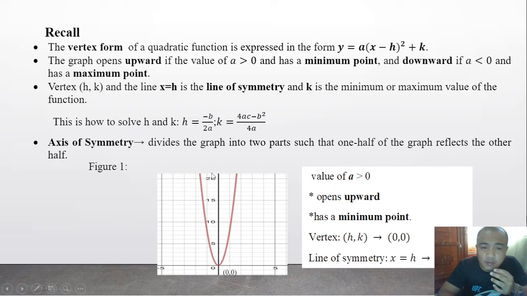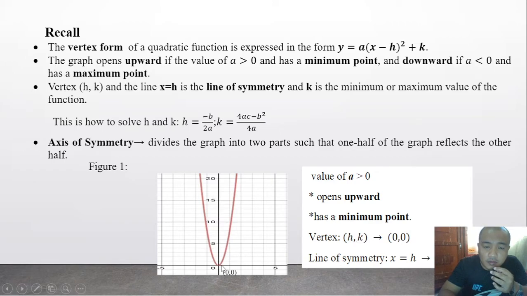As you can see, we have here in the figure a parabola that opens upward with vertex at the origin. So if the parabola opens upward, then the value of a is greater than 0. It opens upward and it has a minimum point. If it opens upward, it has a minimum point. If it opens downward, it has a maximum point.